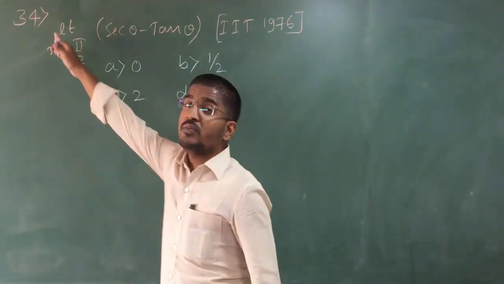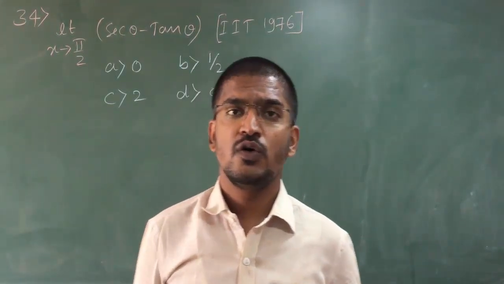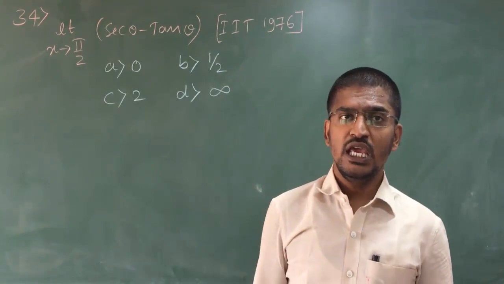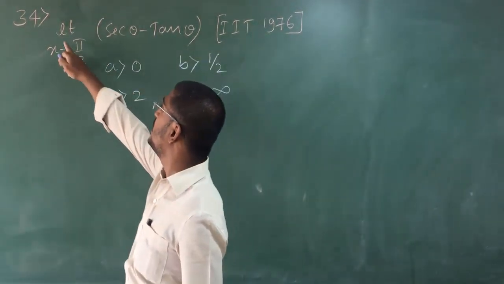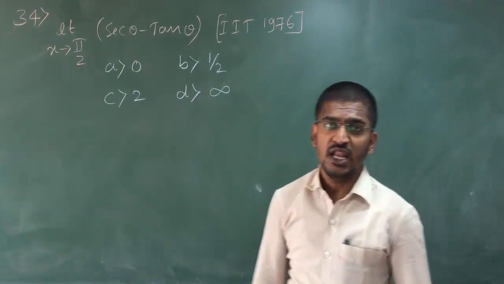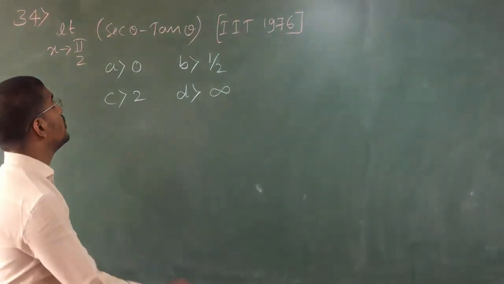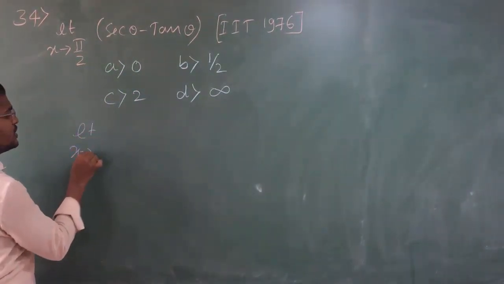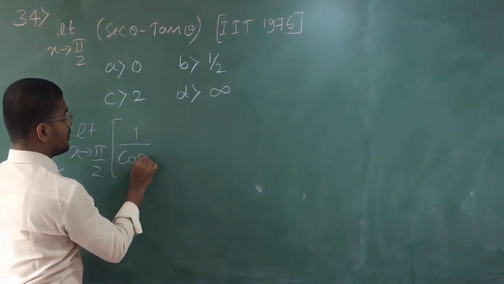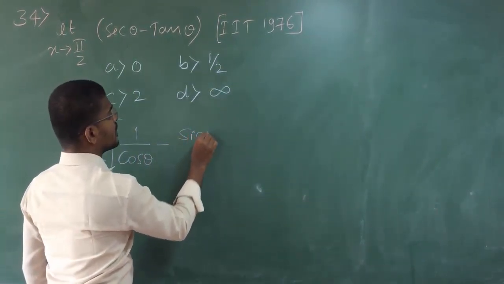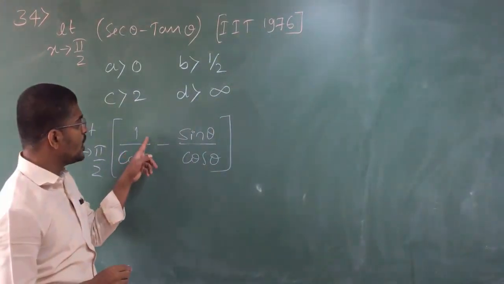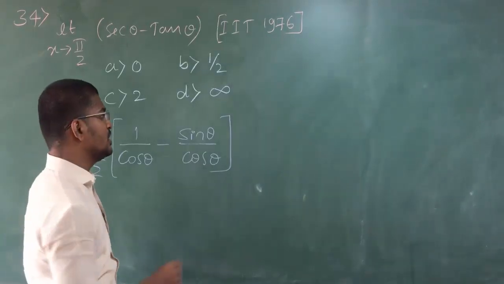Let us see problem number 34. Clear? So now we have solved 33 problems. Now let us go for problem number 34. Problem number 34 is limit theta tending to pi by 2 of sec theta minus tan theta. It was asked in 1976. So limit theta tending to pi by 2. How can you write sec theta? 1 by cos theta minus tan theta, which can be written as sin theta by cos theta. Clear, students? So now 1 minus sin theta, use trigonometrical formulas.